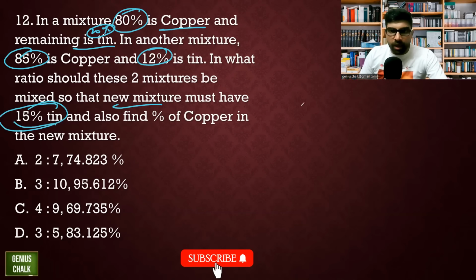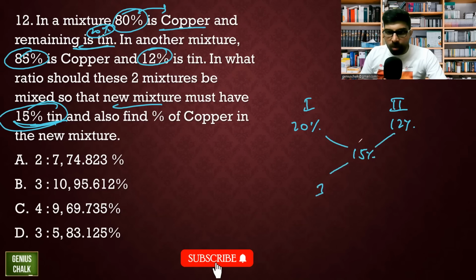So the first has 20% tin because 80% is copper, remaining is 20%. Second is 85% copper, so what is tin? 12. Overall this is 15%. So what is it? 15 minus 12, 20 minus 15, that is 5. 3:5. 3:5 is the ratio. Now 3:5 is the only one present in the options, so we can mark it correctly. But it is asking you another thing also. Find the percentage of copper in the new mixture.